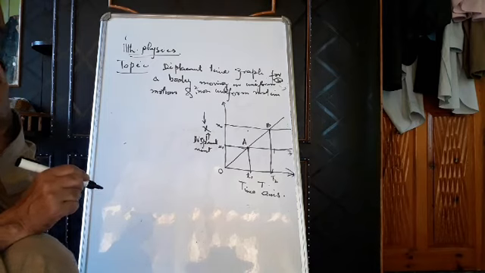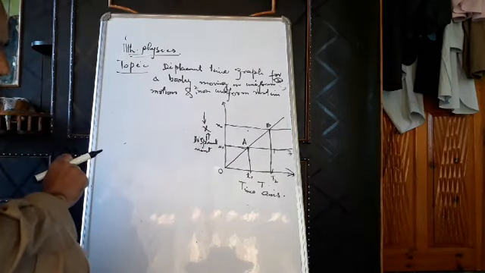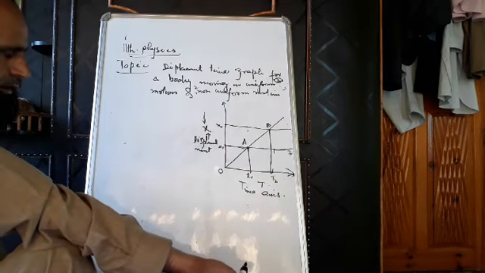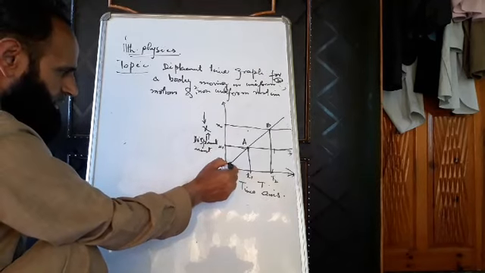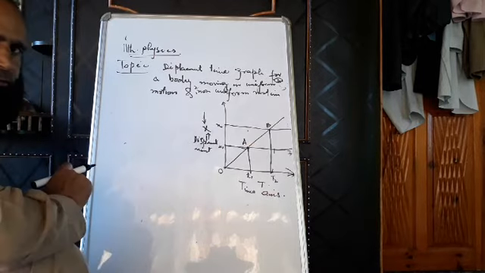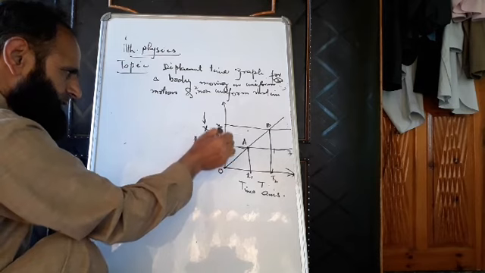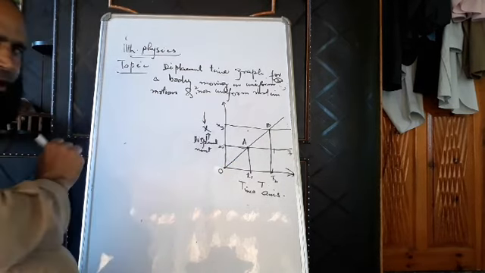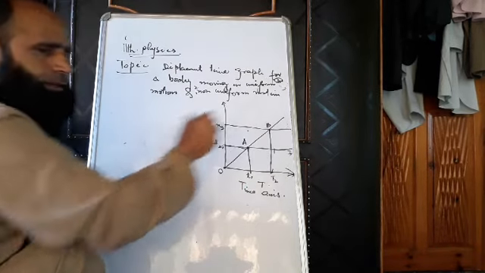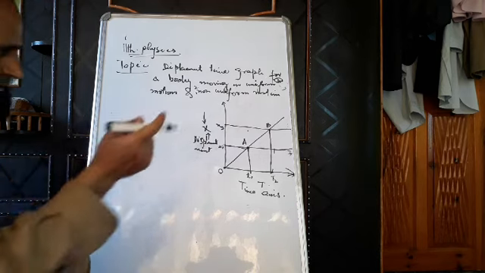A body moving in uniform motion covers equal distance in equal intervals of time. So we can see if the time intervals from 0 to t1 and t1 to t2 are equal, then the distances from 0 to x1 and x1 to x2 would also be equal. So the graph may then be a straight line.